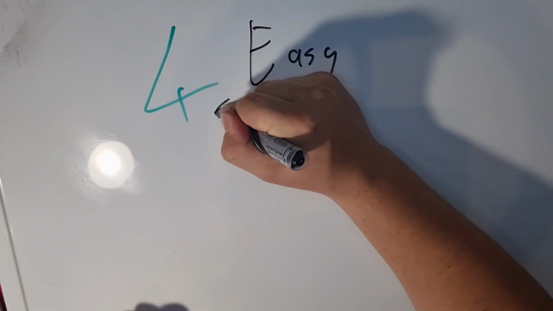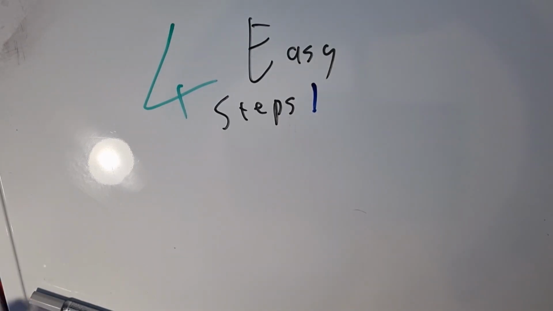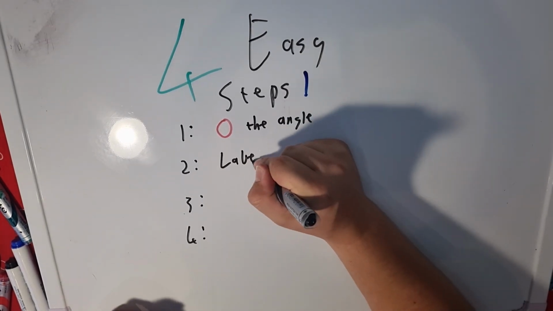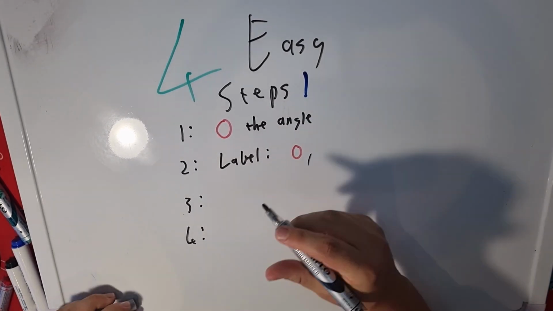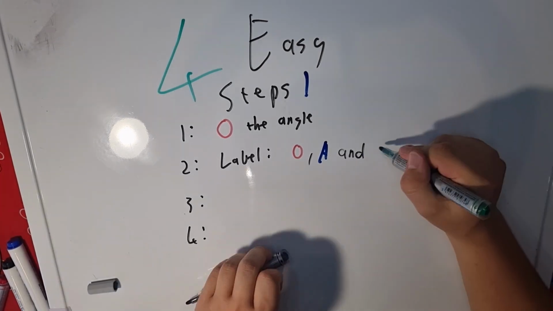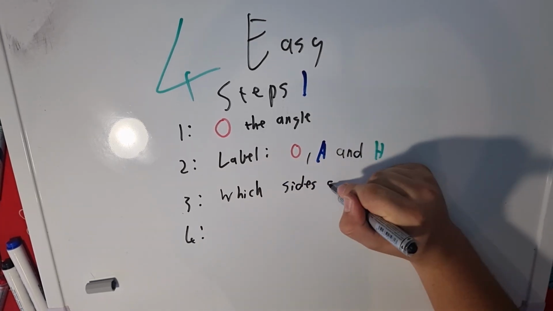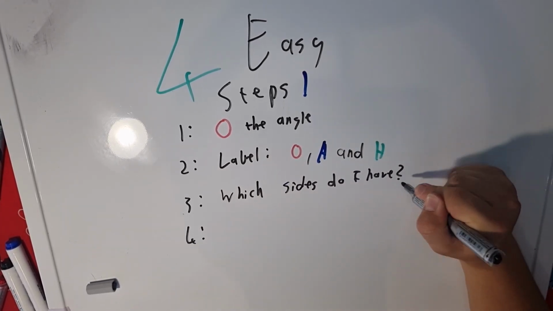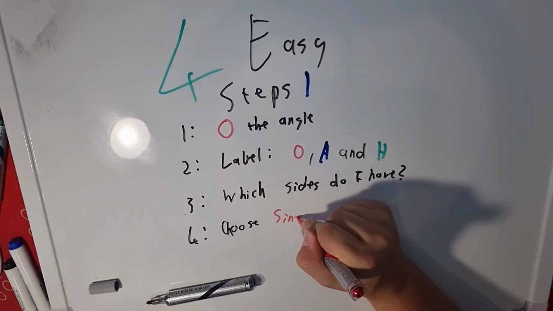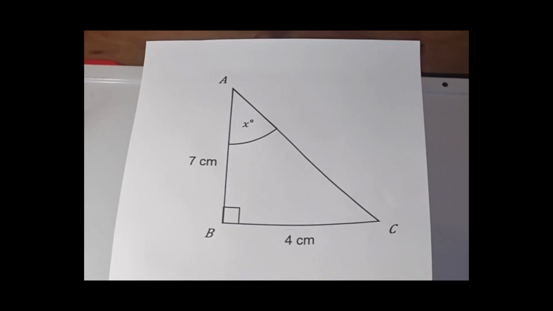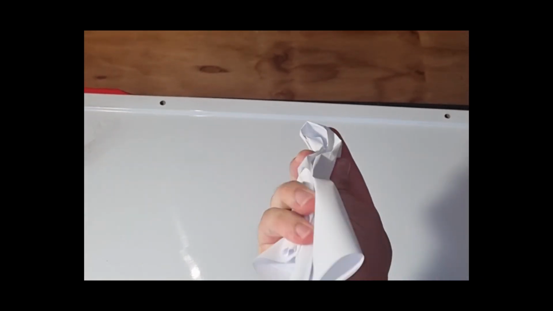So, in summary, here are the 4 easy steps I want you to follow every question. 1. Always start by circling the angle. Number 2, and maybe the most important, correctly label the opposite, adjacent, and hypotenuse. Number 3, ask the key rule. Ask which 2 sides do you have? And then easy step number 4, choose between cosine, sine, and tangent. So crumple up that practice question and ace that exam.